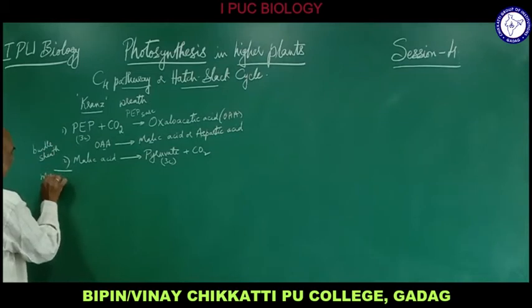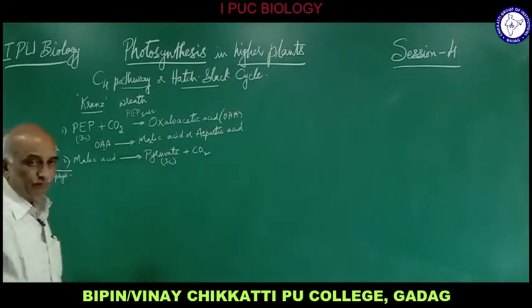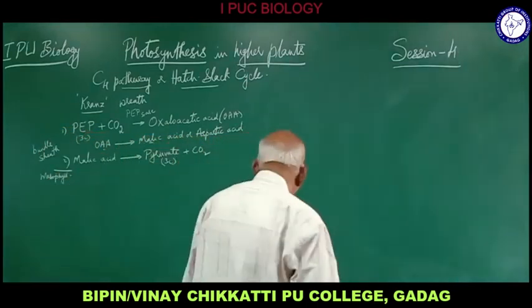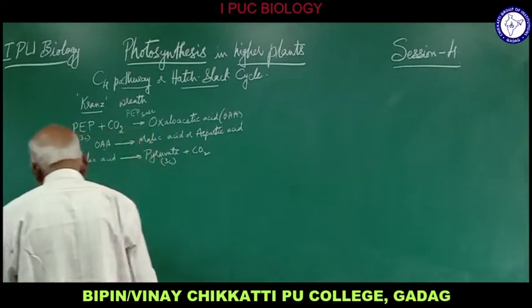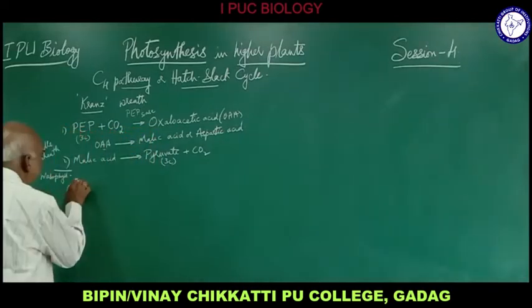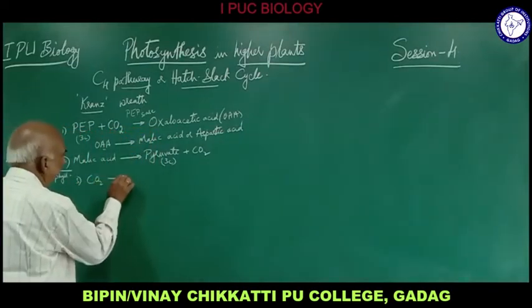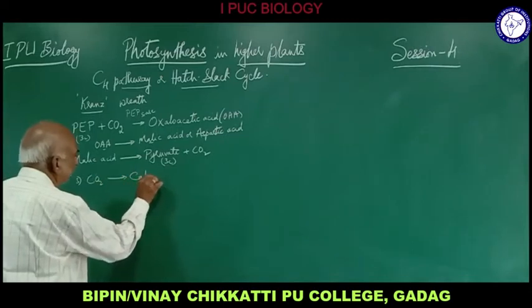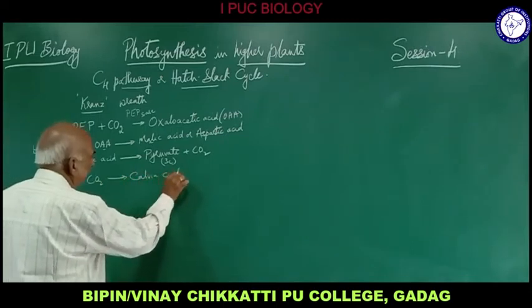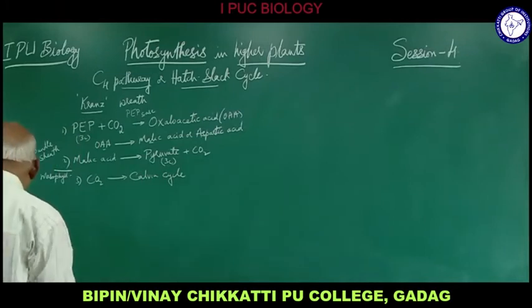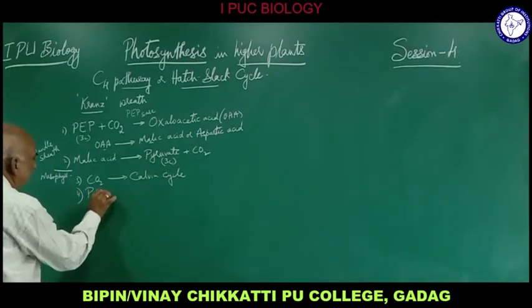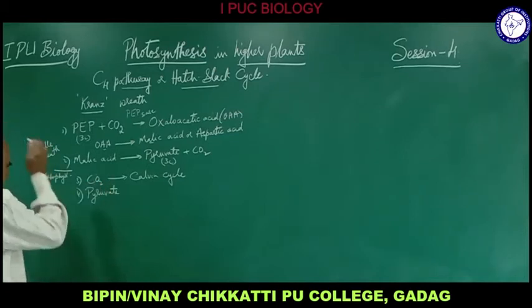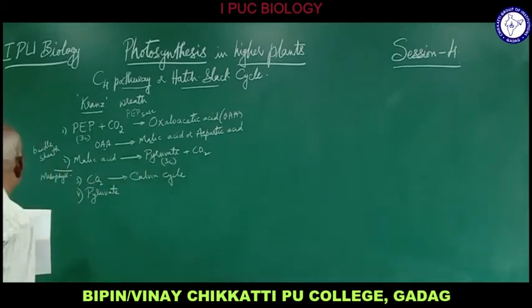Then what happens? The pyruvate will enter into the mesophyll, and this CO2 which is released helps in the Kelvin's cycle. It enters into the Kelvin's cycle in the mesophyll cells. Then what happens in the last step? So this pyruvate will regenerate to form PEP.